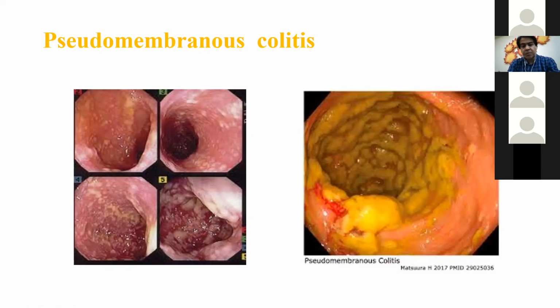This pseudomembranous colitis usually occurs in immunocompromised patients, like those with uncontrolled diabetes, dialysis dependent patients, transplant patients, or those who are on immunosuppressants. So these patients may come to you with lower GI bleed with diarrhea. They might have fever as well. This condition can be treated by giving metronidazole.